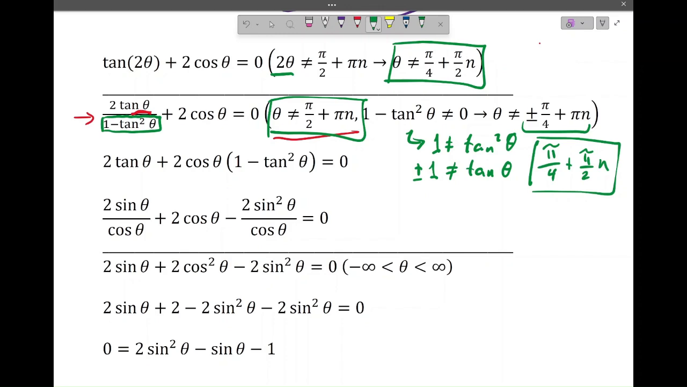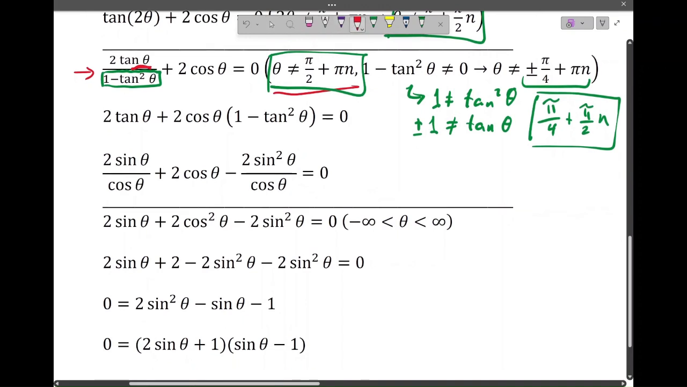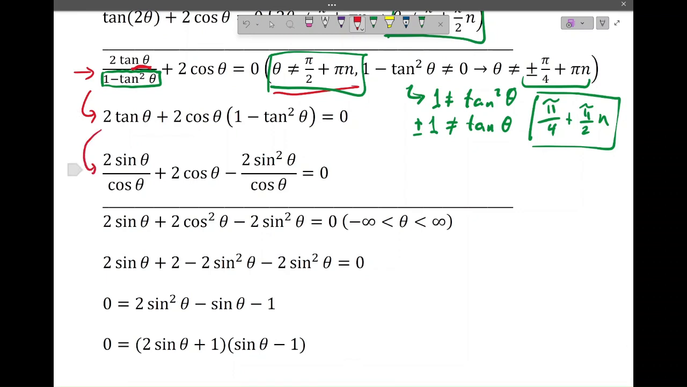Okay, so when we go through all of this, we busted the fraction by multiplying by 1 minus tangent squared. We converted everything to sines and cosines, and then from here to here, we multiplied by cosine. So again, I'll write that in here, times cosine of theta, on both sides, to get down to that final equation where our domain is now unrestricted.